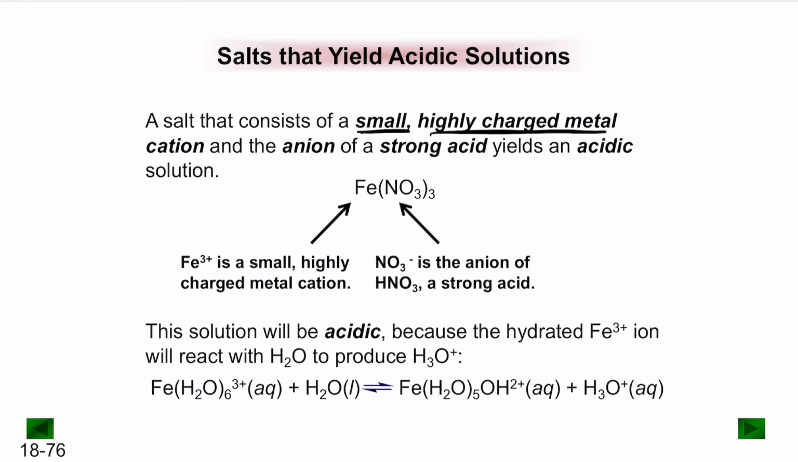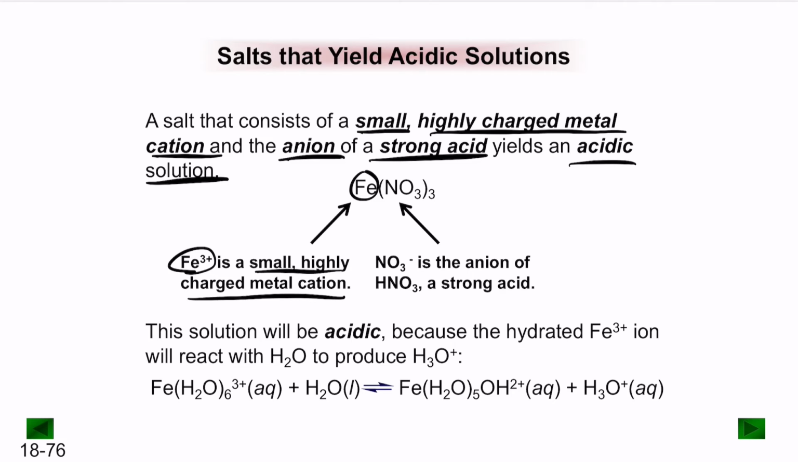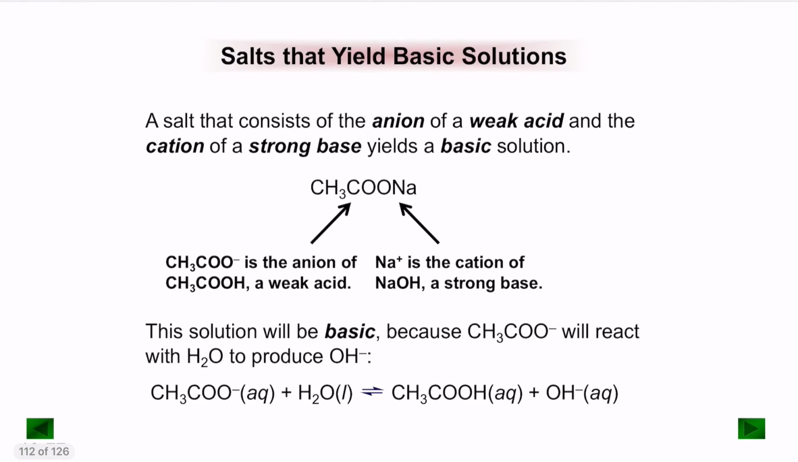A salt that has a small, highly charged metal cation and the anion of a strong acid also yields an acidic solution. For example, Fe(NO3)3, ferric nitrate, has the ferric ion, which is a small, highly charged metal cation, and NO3-, the anion of nitric acid. This solution will also be acidic because the hydrated metal ion will react with H2O to produce H3O+.